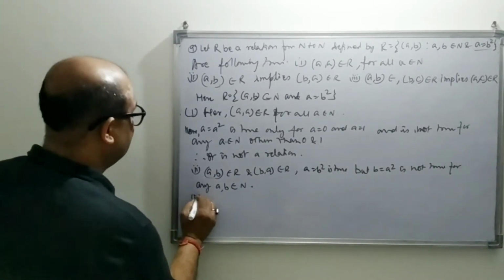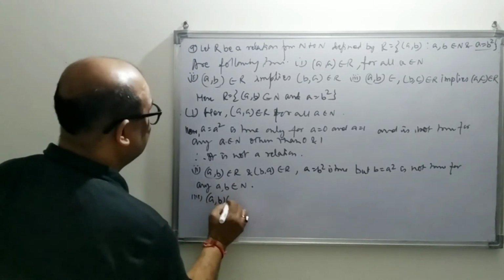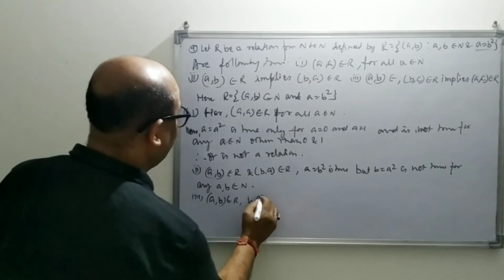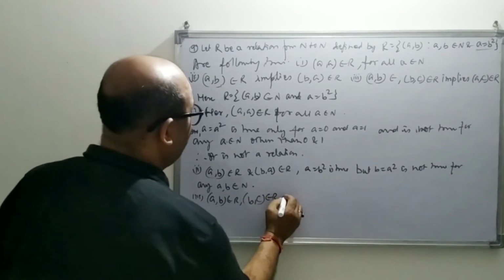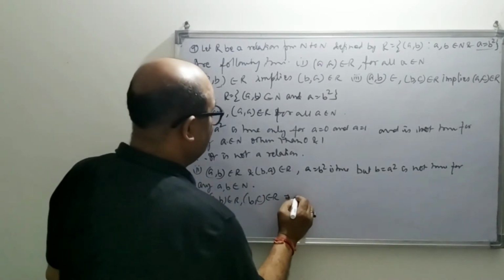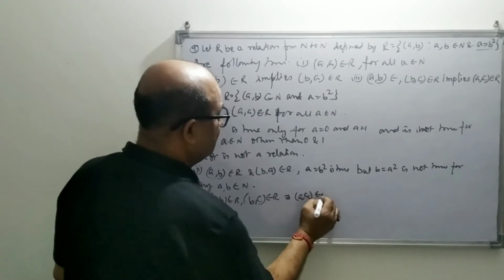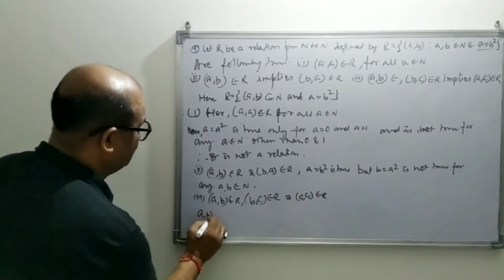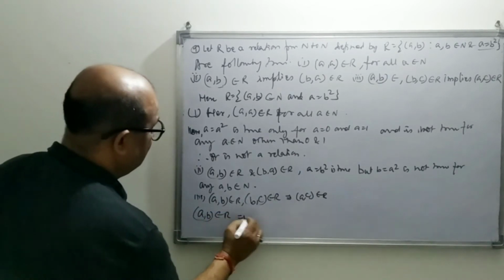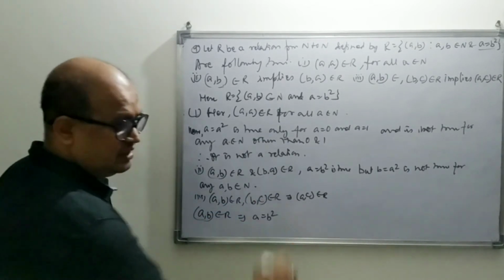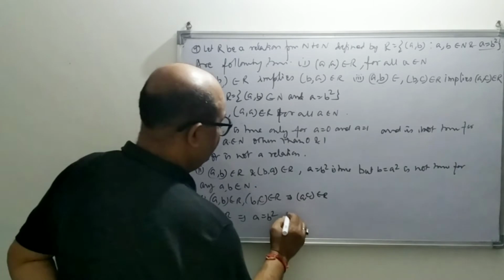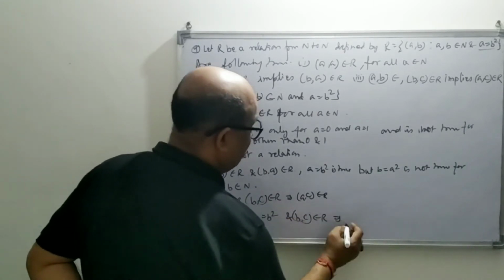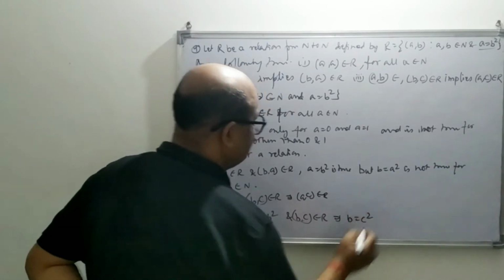Number third: AB belongs to R, BC belongs to R, that implies AC belongs to R. How is it possible? Suppose AB belongs to R. Let us see, AB belongs to R means A equal to B square. And BC belongs to R means B equal to C square.